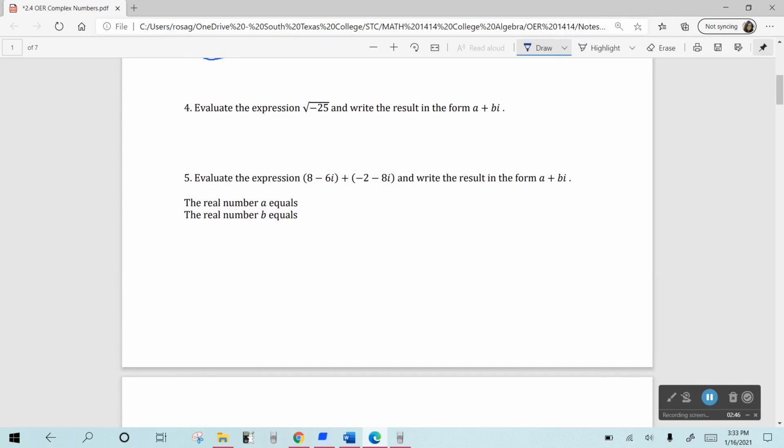Evaluate the expression in this form. Well, there's things here. Again, it's 5. And then you bring down the i. That's your b. If they want the whole thing, you can write it like that. This is also the same thing.